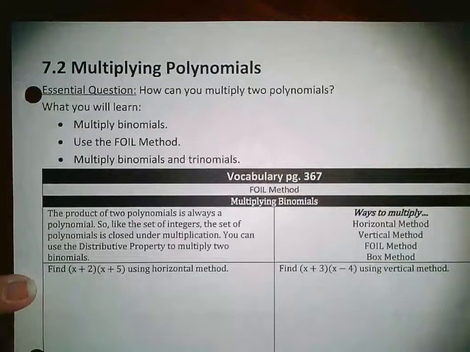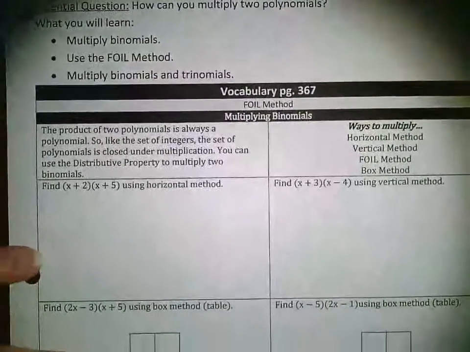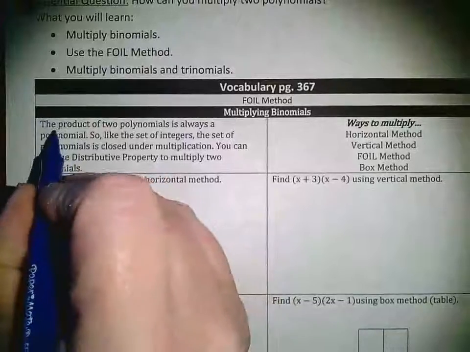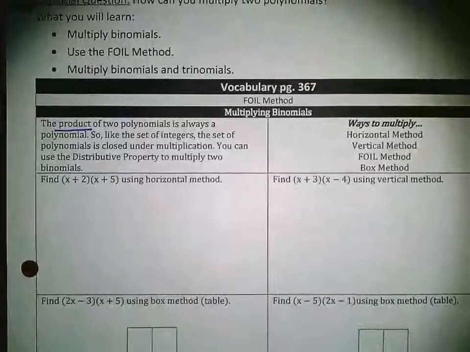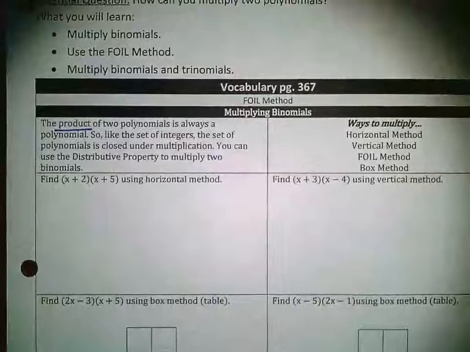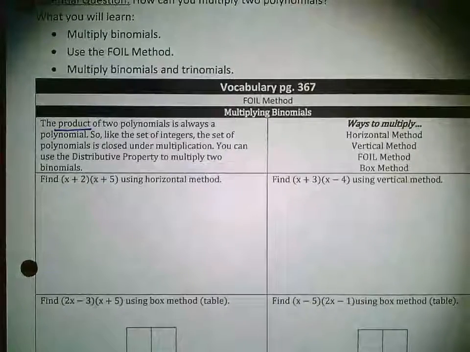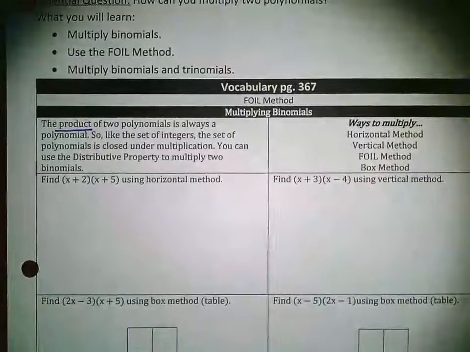Essential question is, how do we do this? So the product, remember that product is another fancy word for multiply, means multiply. The product of two polynomials is always going to be another polynomial. So we can use distributive property. There's several different ways of doing this, and I'm going to show you all the ways, but the one that I find students usually like the most is the box method, because the box method is almost foolproof when it comes to making mistakes. It's really difficult to do.